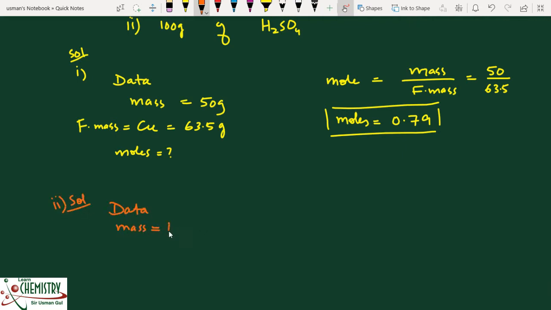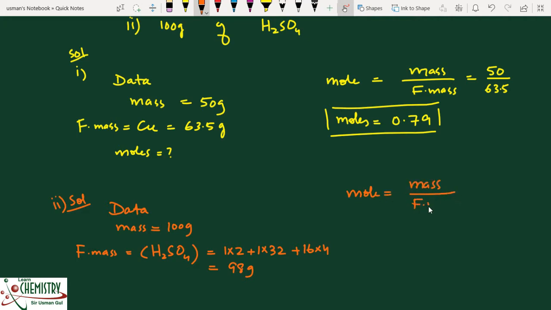Now the solution of the second part, again we will write the data. Mass is given, 100 gram, and for the formula mass we will calculate the formula mass of sulfuric acid: 1 multiplied by 2 plus 1 multiplied by 32 plus 16 multiplied by 4. This is the way we calculate the mass, that is 98 gram. The formula of mole is mass upon formula mass, so 100 gram divided by 98, the moles will be 1.02 moles.